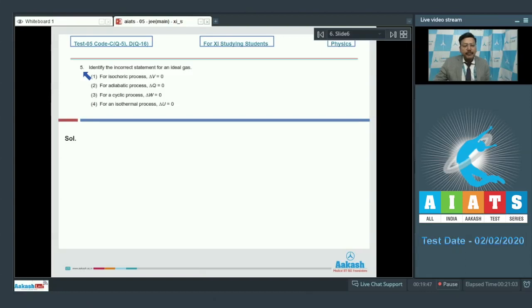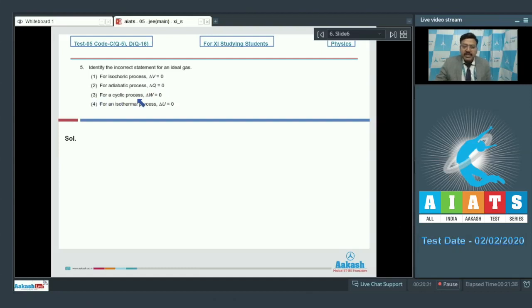So here we are with question number 5, which says identify the incorrect statement for an ideal gas. And the first statement is for isochoric process delta V is 0. So in fact, which is true, that isochoric process means the volume is constant, so change in volume will be 0. It's a correct statement. We have to identify the incorrect statement. Option 2 says for adiabatic process delta Q is 0, which is also factually correct.